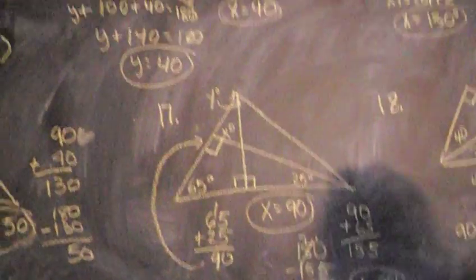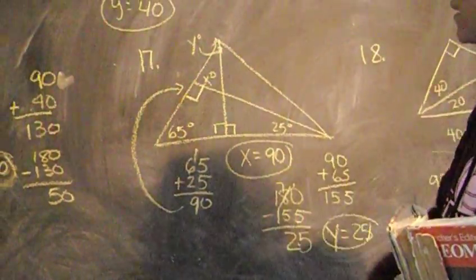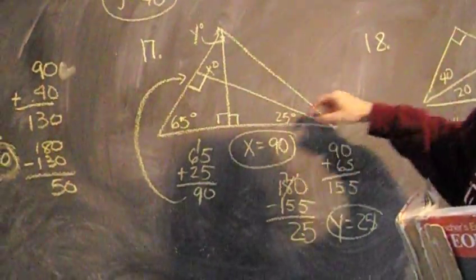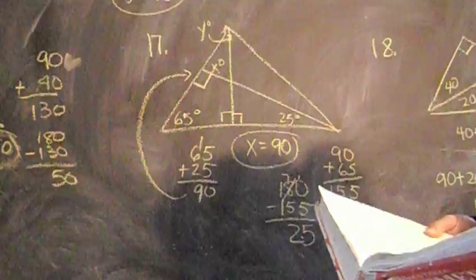All right, so let's see. In this triangle right here, we have this triangle. And we have this triangle, but I know that's 65. Was that given to me? I forget.